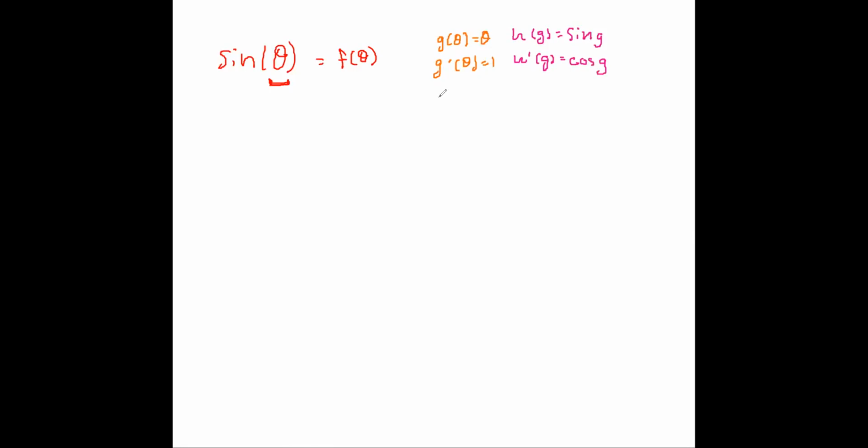And then you would be able to put it together, because this is the chain rule. The answer would be h prime of g times g prime. So if we're using the chain rule to solve this type of problem, we would end up with the cosine of g, which is theta, times g prime, which is 1. So we'd end up with cos theta.